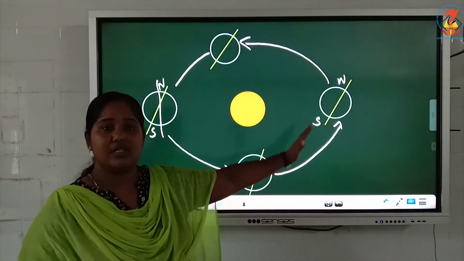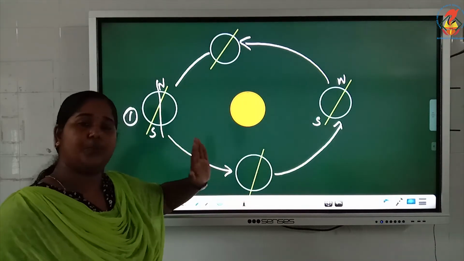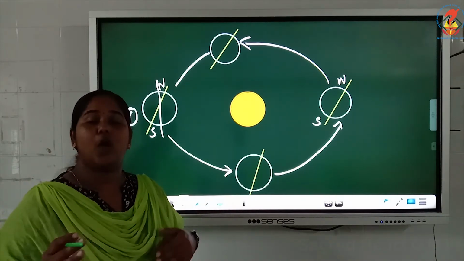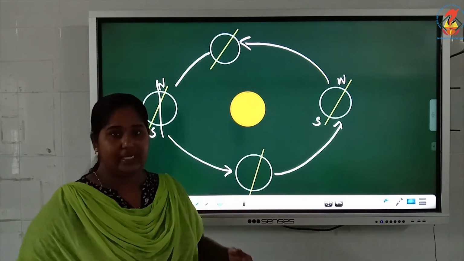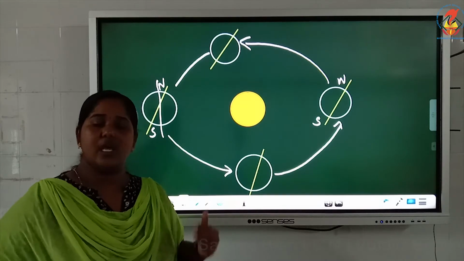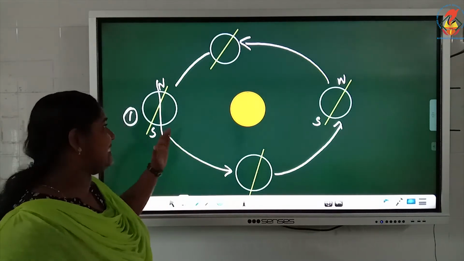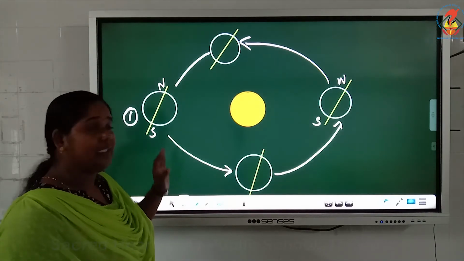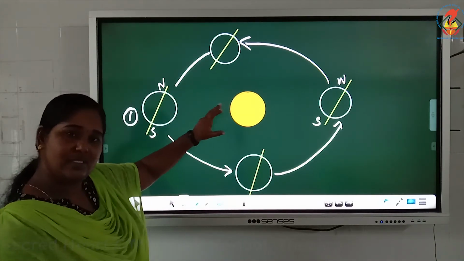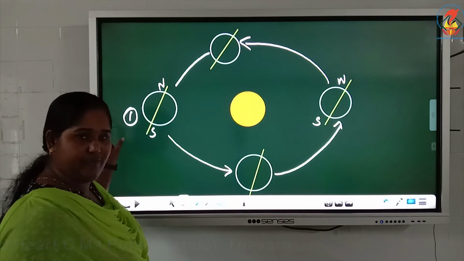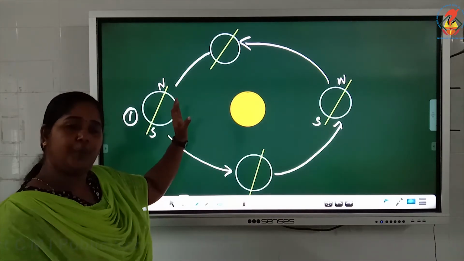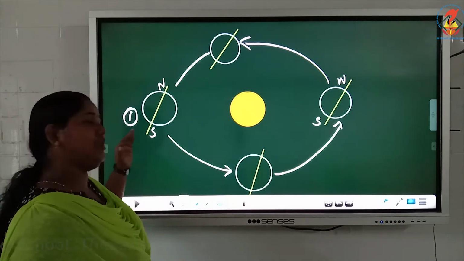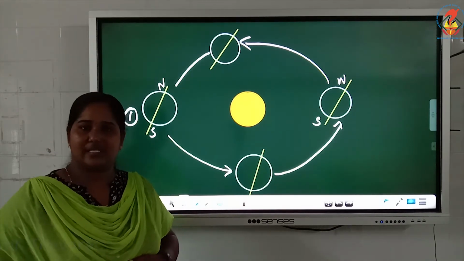Wherever it revolves around the sun, the south pole and north pole would be equally away. So the same season would be there in the north pole and south pole, but that does not happen. There are seasonal changes, and that is because of the tilted axis of earth. Because of the tilted axis, the north pole, which is towards the sun, will have summer season, and the south pole, which is away from the sun, will have winter season.